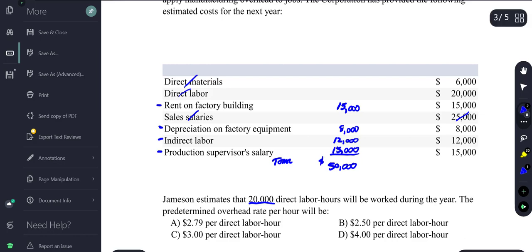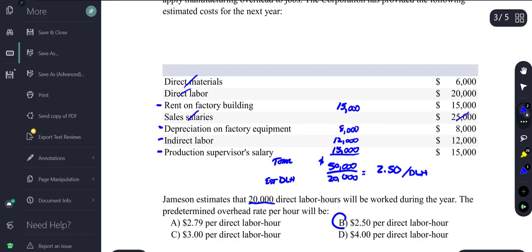So then what we're going to do is divide that cost by the direct labor hours. So we have the estimated direct labor hours of 20,000. That means the overhead rate here will be $2.50 per direct labor hour. And the answer here will be letter B.